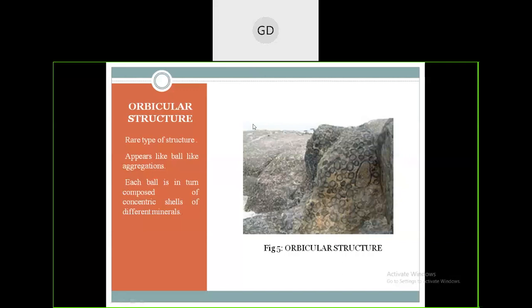Okay, so this orbicular structure I was telling you about is a very rare type of structure. It is composed of ball-like aggregates, or aggregations. Each ball-like aggregation is again composed of concentric shells, and these shells are of different types of minerals. The picture of the rock is given in the slide. It looks like this.